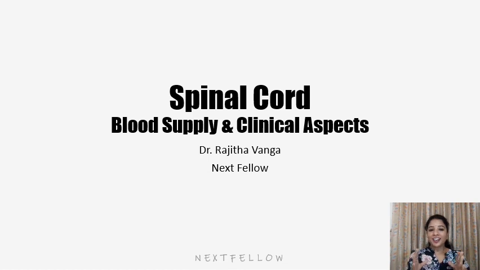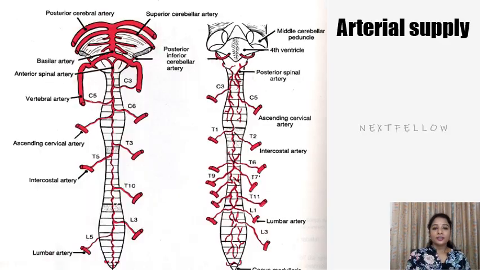So today is the last part of the spinal cord, that is about the blood supply and some clinical aspects associated with the spinal cord. So first, the arterial supply of the spinal cord. Basically the spinal cord is supplied by the anterior spinal artery. So here we can see the anterior spinal artery.